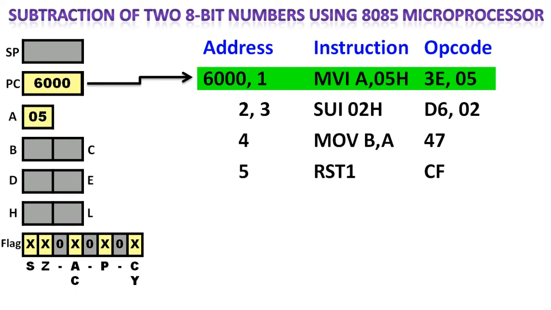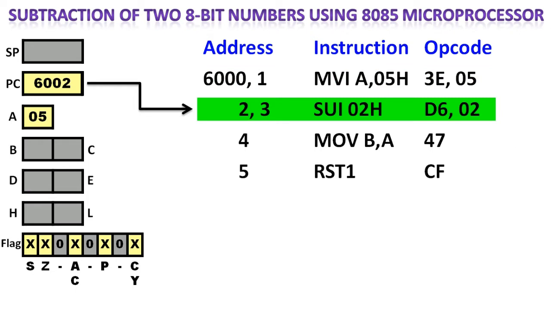Second is SUI 02H. So this is subtract immediate value 02 from accumulator. This is the actual meaning of this instruction. So 02 will be subtracted from accumulator. Accumulator will contain 03 after execution of SUI. Then after execution of SUI instruction, the flags will be updated accordingly.